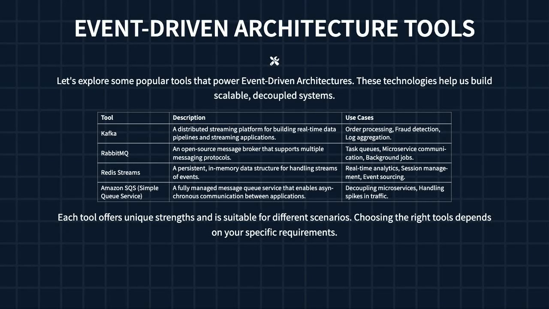Okay, let's talk about some of the key technologies we use when building event-driven systems. Think of tools like Kafka, which is a really powerful platform for handling streams of data in real time, perfect for things like tracking orders or detecting fraud. Then there's RabbitMQ, another popular message broker that works with different messaging formats.